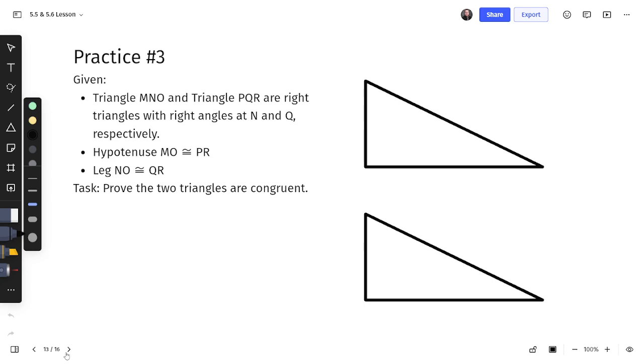All right, in practice number 3 here, we have triangle MNO and triangle PQR, which are right triangles with right angles at N and Q respectively. It tells us that the hypotenuse side MO is congruent to side PR, and that leg NO is congruent to leg QR. Our task is to prove that the two triangles are congruent. So go ahead and label your diagrams on your paper, and then we can go ahead and solve the problem.